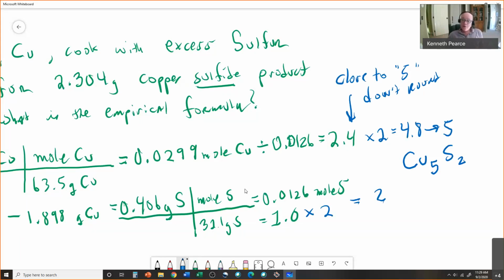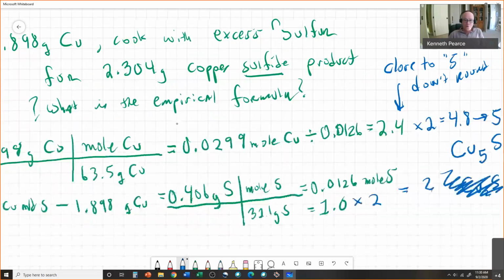Experimentally, you may or may not get something that lines up with what we already know. Chances are what you really had was copper 2. There you go. Chances are that's what you really had. But that's not what we're going for.